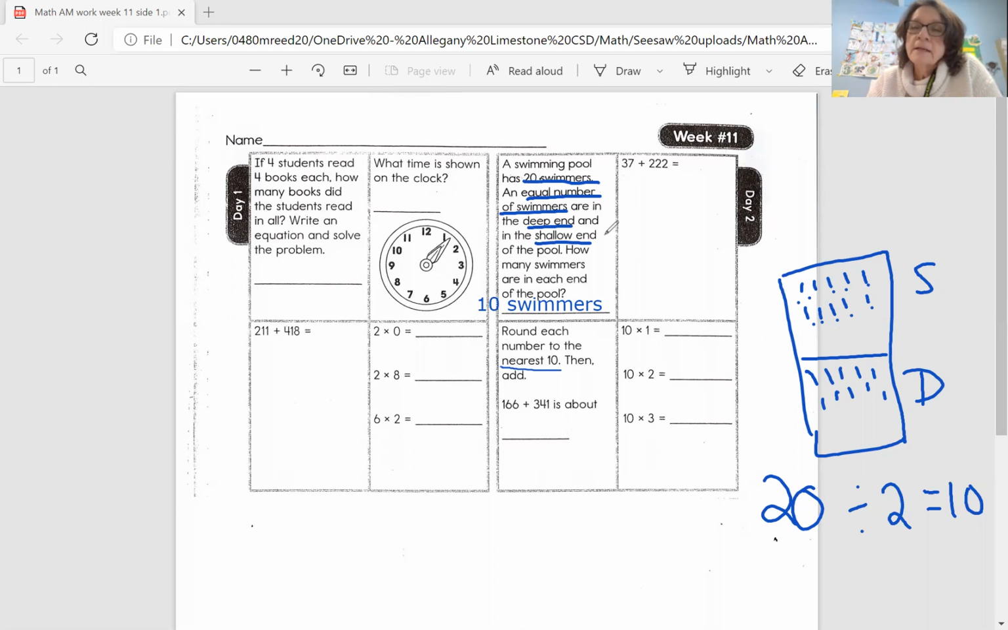So sometimes they ask us to round to the nearest 10. Sometimes they ask us to round to the nearest 100. Here in this question, they're asking us to round to the nearest 10. So I'm going to take 166 and I'm going to draw my number line over here. And I'm rounding 166. I'm going to put that up here. And then I got to say, okay, how many 10s are in that?